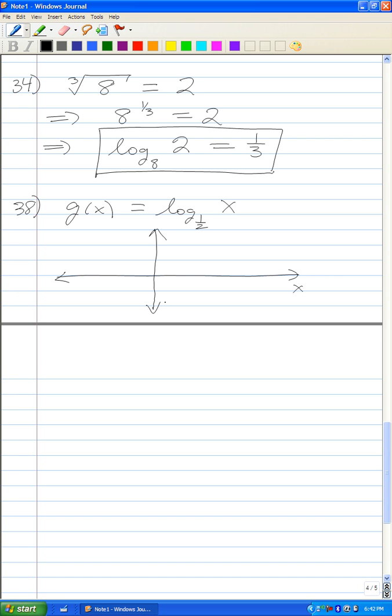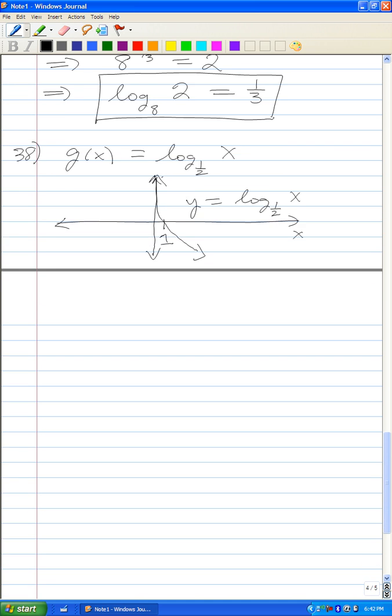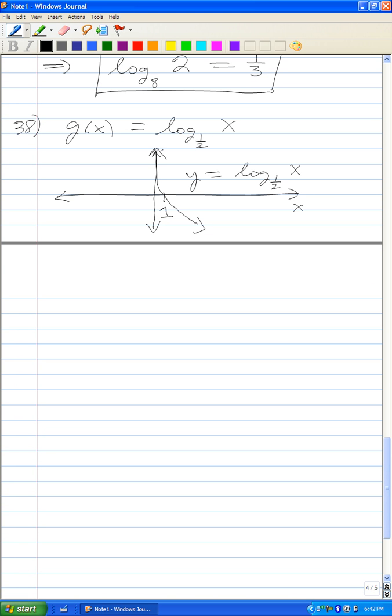In exercises 36 through 50, sketch the graph of the function, give the coordinates of the x-intercept, and the equation of the asymptote. Okay, and so the base here is 1/2, which is less than 1. So it should look something like this, where we intersect here at 1. So this is the graph of y equaling the log base 1/2 of x.